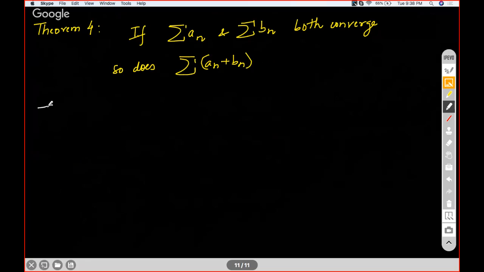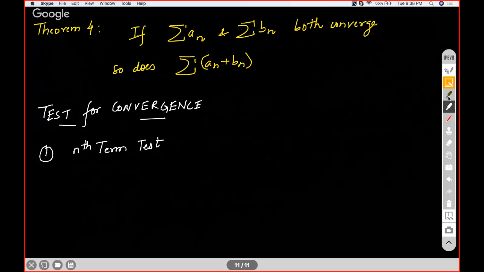Now, a very important part of this chapter: tests for convergence. What if a question comes, test whether this particular series is convergent or divergent? What are the tests that we normally use? Please pay attention here. The first test that we are going to discuss is the nth term test.